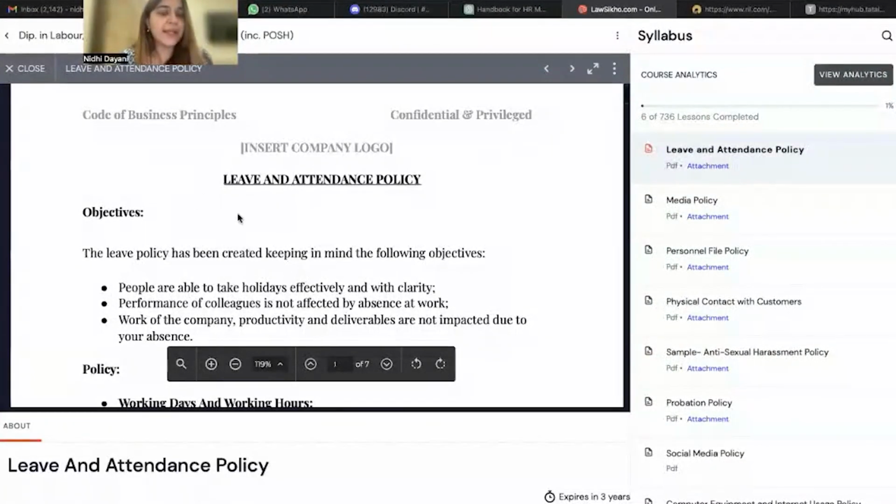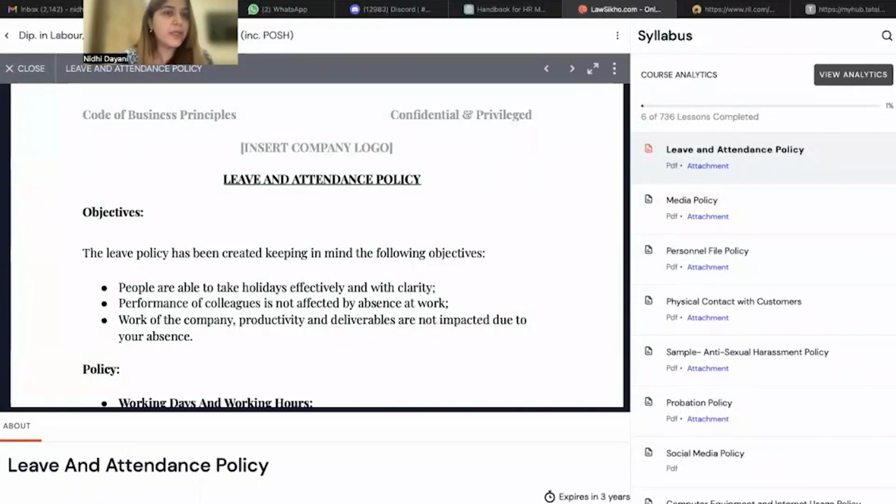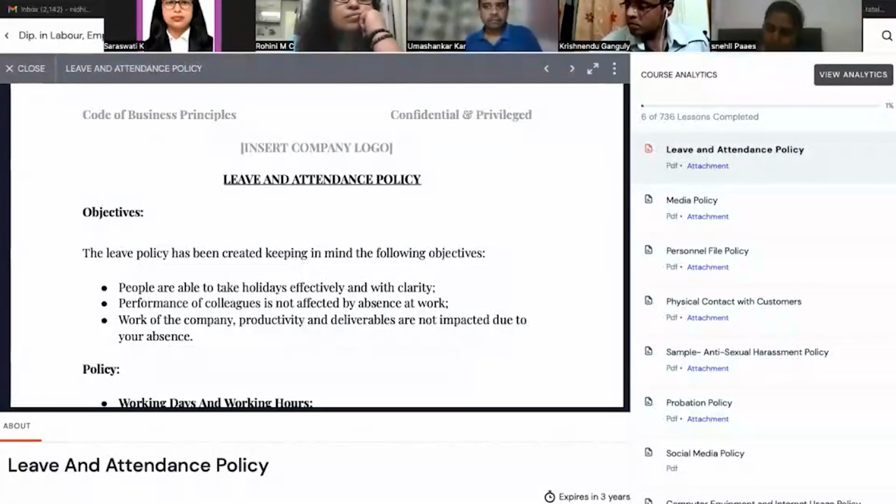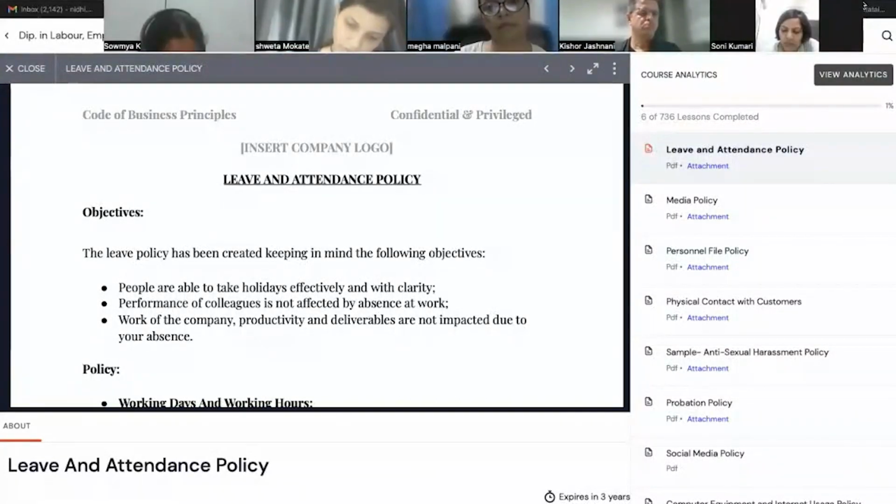What is the first thing that comes in when you draft a policy for an organization, guys? You do it on the letterhead of the company. That's your number one pointer, right? Every policy that will be there for an organization will be on the letterhead of the company. So your first pointer is that it should be on the letterhead.